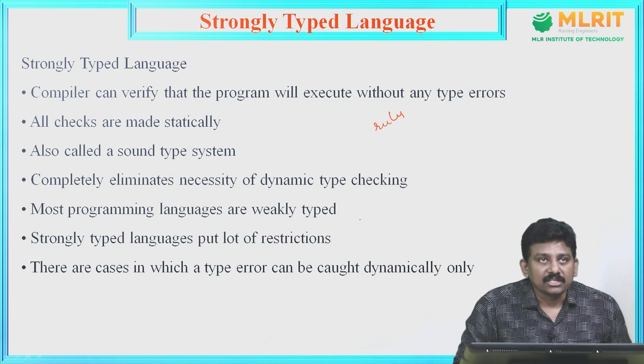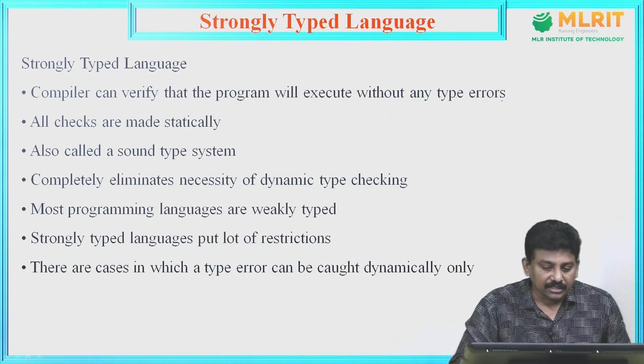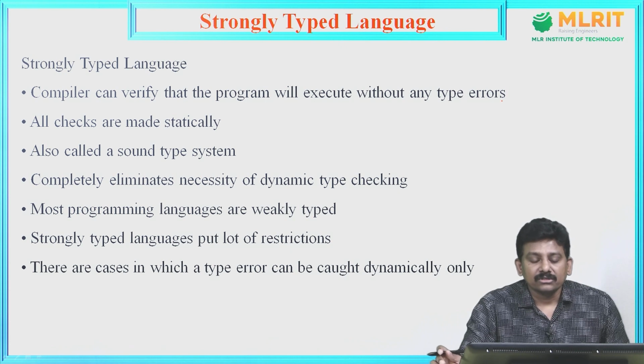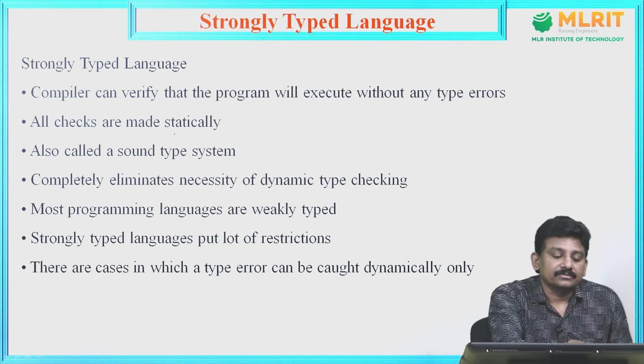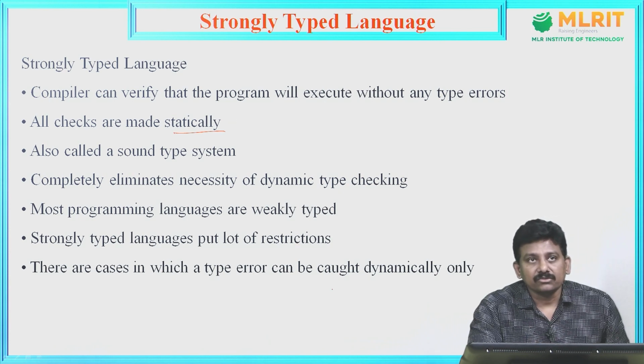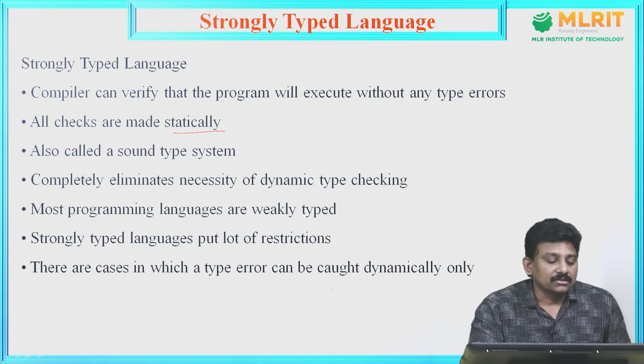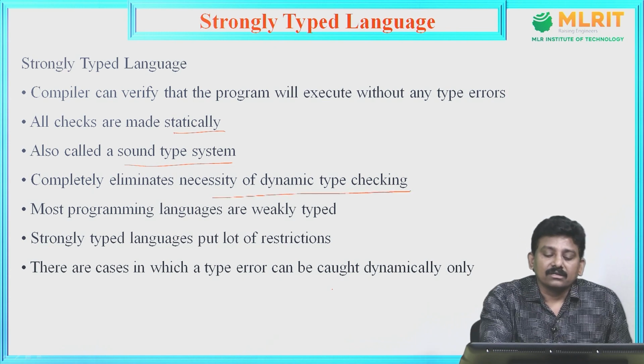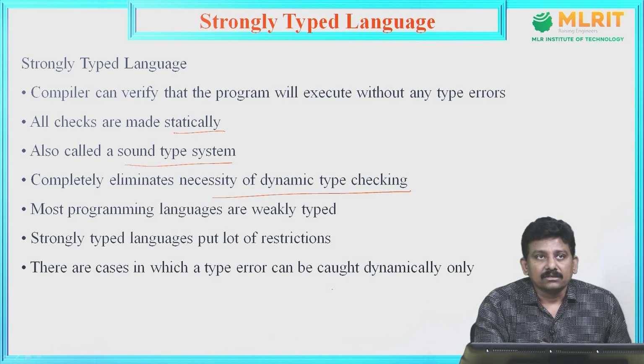Then strongly typed languages. The compiler can verify that the program will execute without any type errors. If the program executes without any type error, that is a strongly typed language. All checks are made statically, that is called static type check. During static type check, all the errors will be identified, so it is called a sound type system. And we are trying to eliminate dynamic type checking.